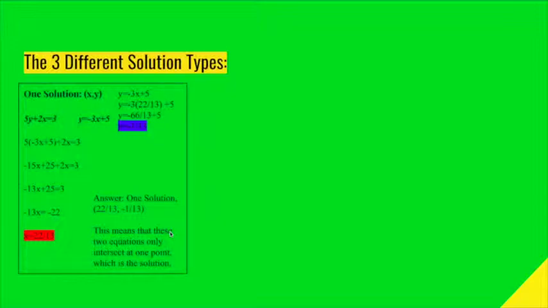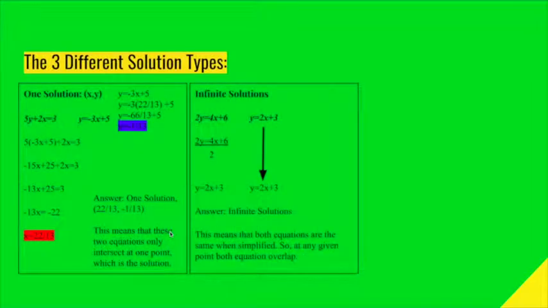Our next type of solution is an infinite solution. So our two equations are 2y equals 4x plus 6 and y equals 2x plus 3. Then we're going to divide 2y equals 4x plus 6 by 2, and we get y equals 2x plus 3. So both equations are the same, which means it's an infinite solution.